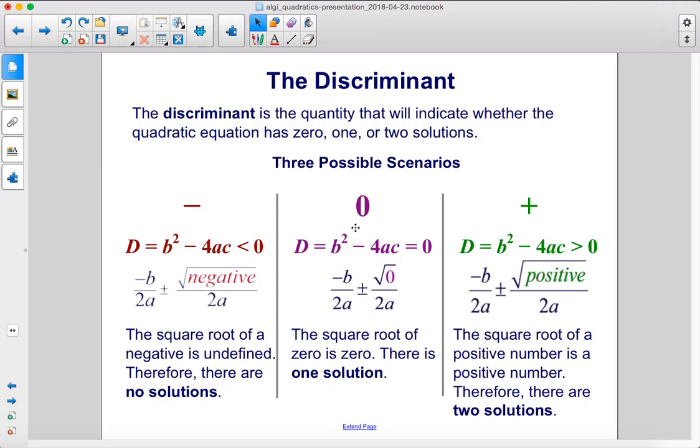If the discriminant equals 0, so b squared minus 4ac equals 0, the square root of 0 is 0. That means that there is exactly one solution. If we have a positive discriminant, so b squared minus 4ac is greater than 0, this portion is a positive number. The square root of a positive number is a positive number, therefore there are 2 solutions.